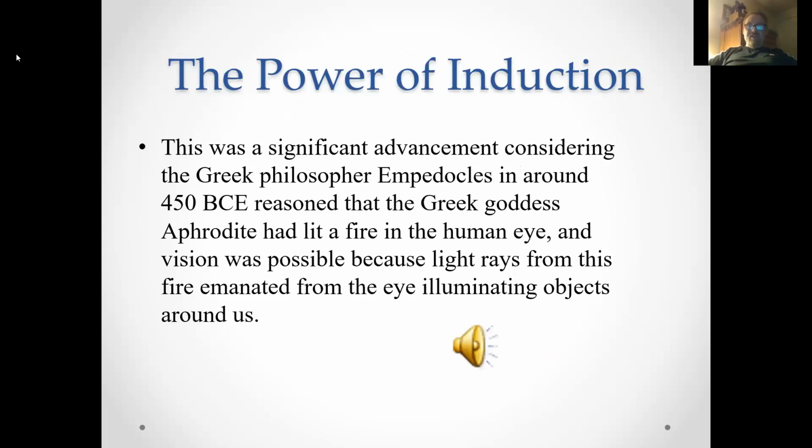All right, so I don't want to go into this. You can see this in the Greeks thinking that Aphrodite, the Greek goddess, had put little disciples in people's eyes when they were born, and they were all holding torches, and that's how you could see light. Light didn't come from the world around you. It was blasted out of your own eyes, and it was a reflection back to you. Which is kind of silly.